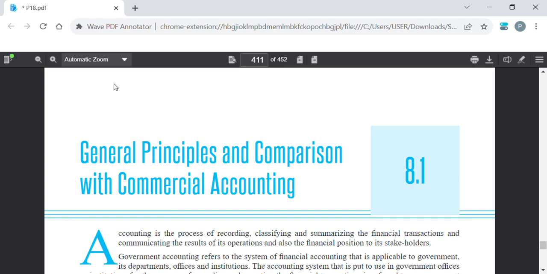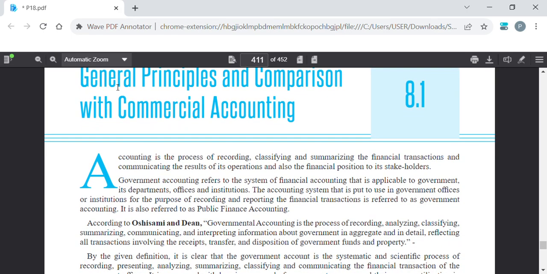General principles and comparisons with commercial accounting. Accounting is the process of recording, classifying and summarizing financial transactions. We know that right from +1 or +2 standards, we are learning what accounting is. Accounting is nothing but a process. First you record, then you classify, then you summarize. So accounting is a process of recording, classifying, summarizing financial transactions and communicating the results of its operations and also financial positions to its stakeholders.